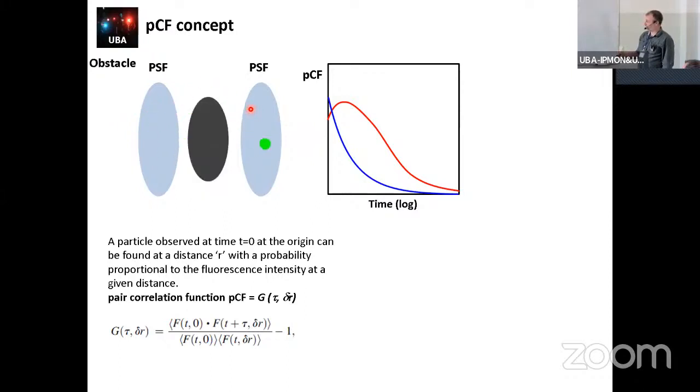If there is an obstacle, it will take far longer, so we will expect to see the maximum of the pair correlation function a little bit farther in time. So these are mainly the three situations we may find.